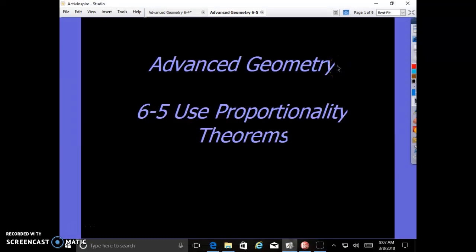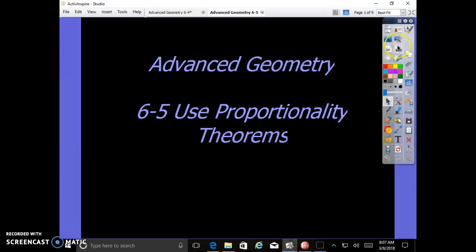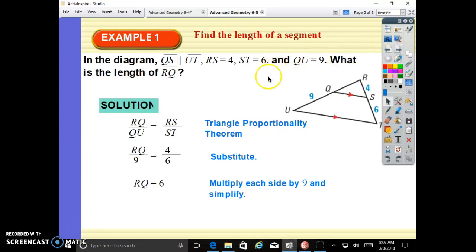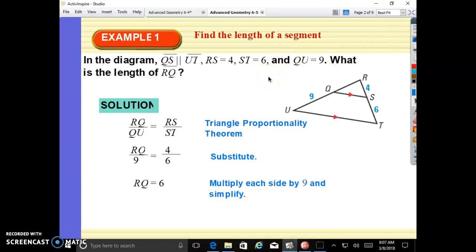So this is lesson 6.5, Use Proportionality Theorems. In the diagram, QS is parallel to UT, RS is 4, ST is 6, and QU is 9. What is the length of RQ?